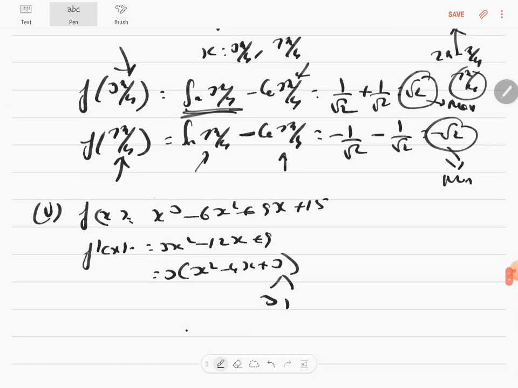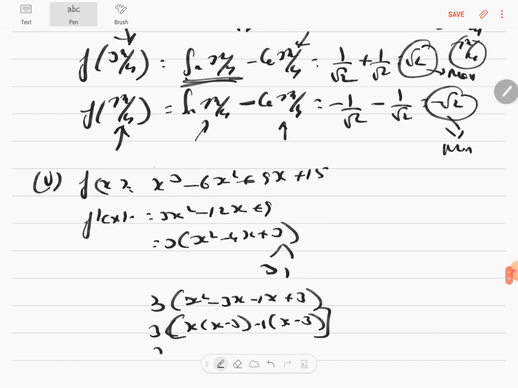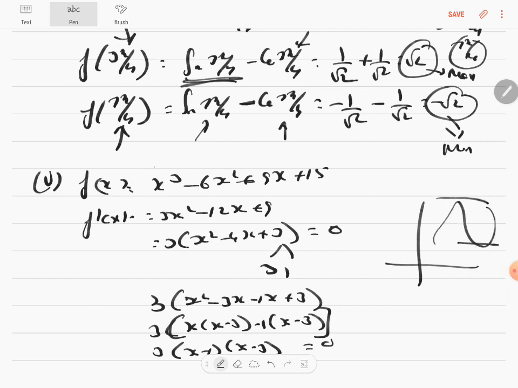Factorizing this, 3 ones are 3, you get x square minus 3x minus 1x plus 3. So x into x minus 3 minus 1 into x minus 3. So then therefore 3 into x minus 1 into x minus 3. And you know the differentiation value has to be equated to 0. That's when it may be maxima or minima.